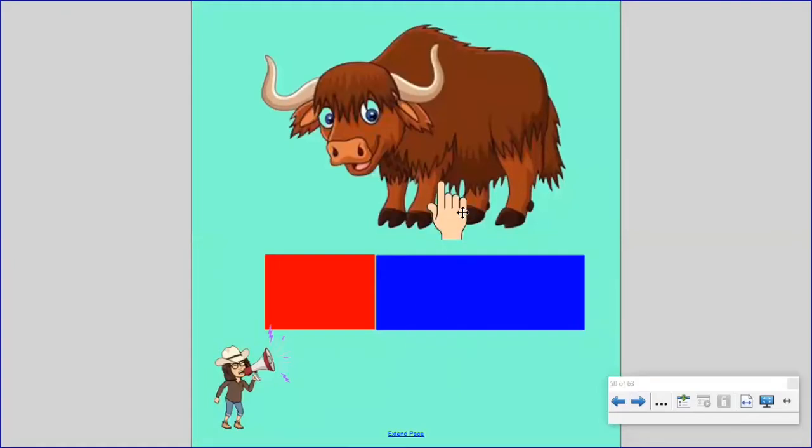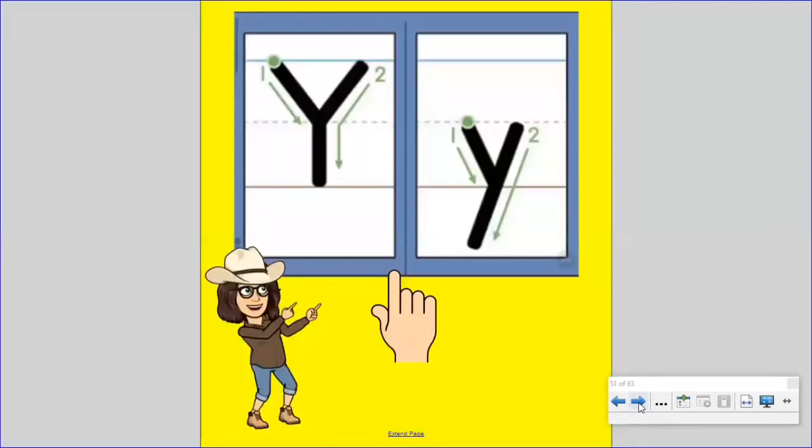Say the word yak. Stretch it out. Yak. Say it with me. Yak. What sound do you hear at the beginning of yak? Do you hear the y sound? That's right. And what letter makes the y sound? Did you say the letter Y? You got it. The letter Y makes the y sound.